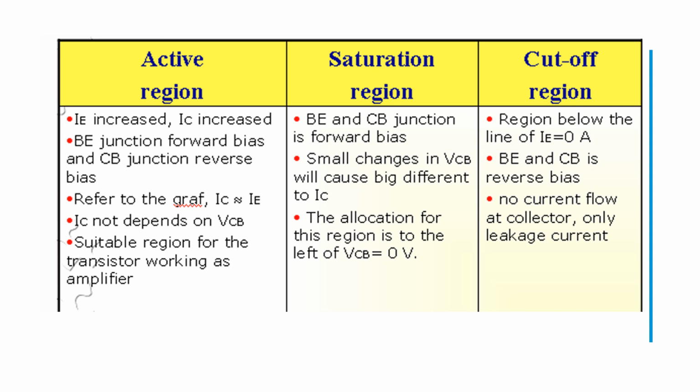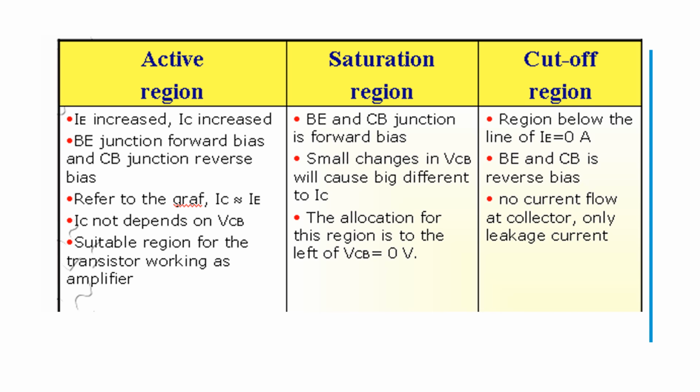Output characteristics regions: active region, saturation region, cutoff region. In the active region, as IE increases, IC increases in parallel. IC is approximately equal to IE, because IB is negligible, in terms of microamperes. Emitter base junction is forward bias, and collector base junction is in reverse bias. In the graph, IC is approximately constant. IC does not depend upon the VCB.